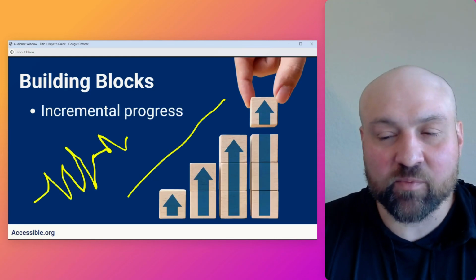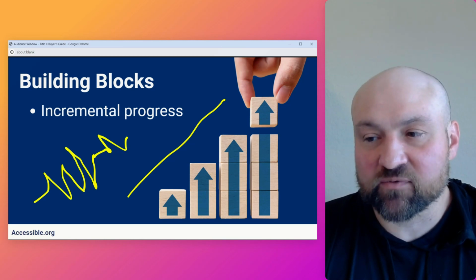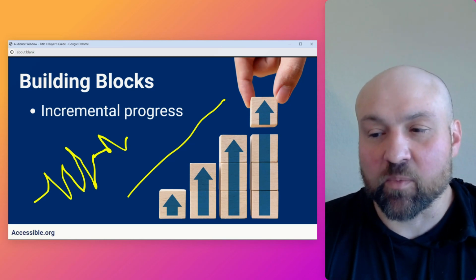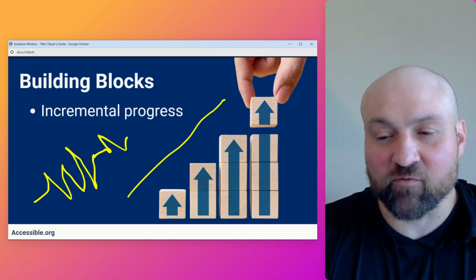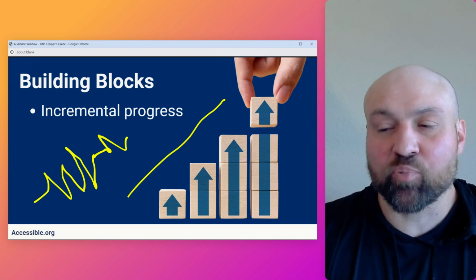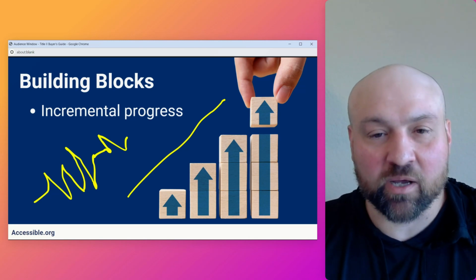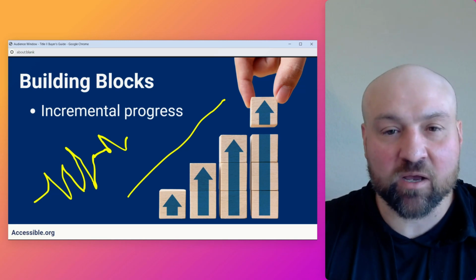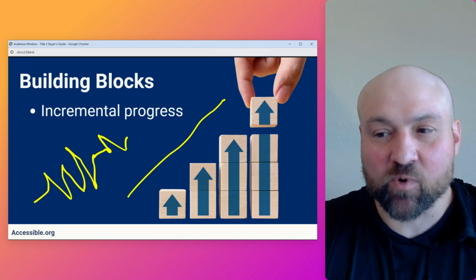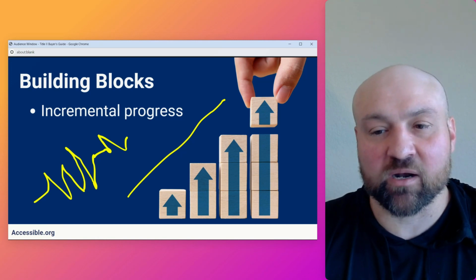And remember, again, incremental process. So there's a picture of someone dropping the fourth block of a group of blocks that start off with 1 block, 2 blocks, 3 blocks. And the point here is that we are building upon our previous efforts. We don't want to get set back. We don't want to move sideways. We want to continue ascending up in our progress.